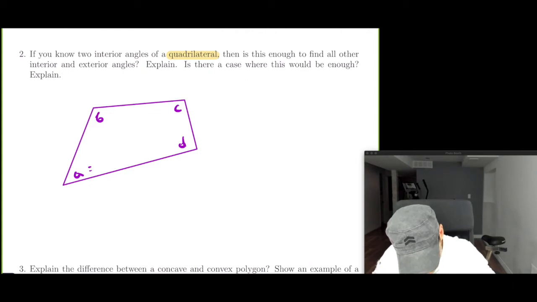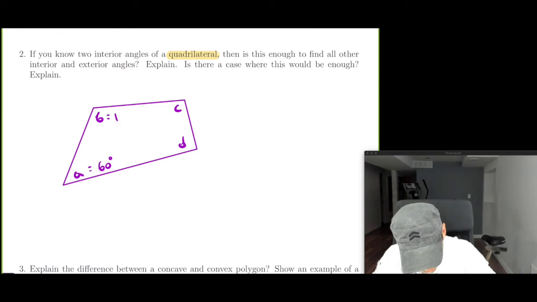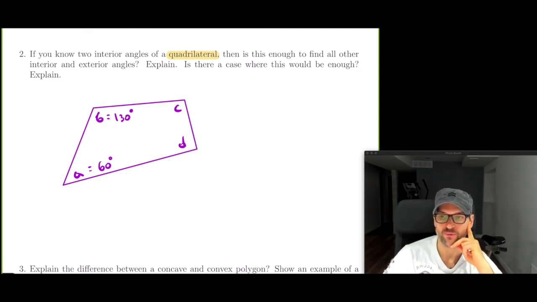So let's say this one was 60 degrees, and let's make this other one 130 degrees. These are the two angles that we have. Now, is it enough to find out C and D? The answer again is not always. If we knew, for example, that this was a parallelogram, or just a regular rectangle, then we could find out a bit more.